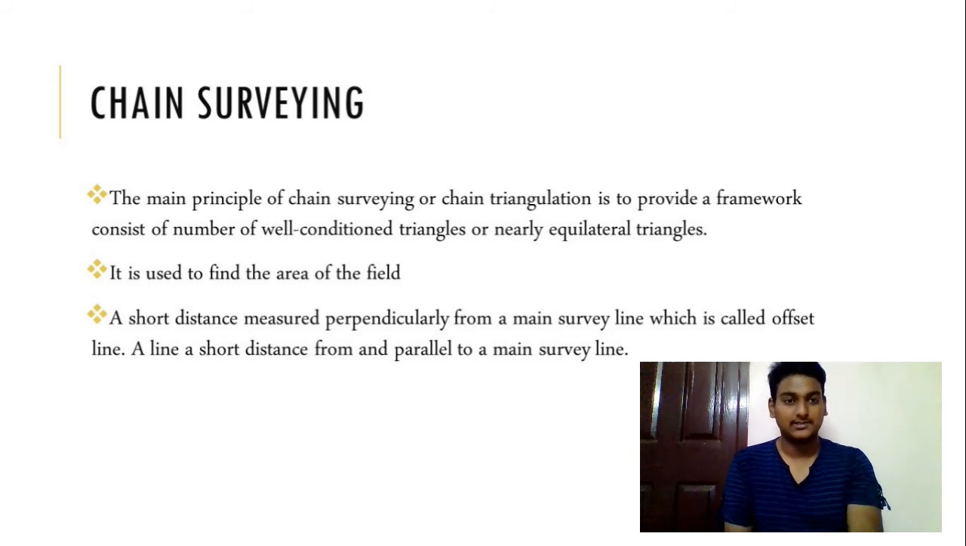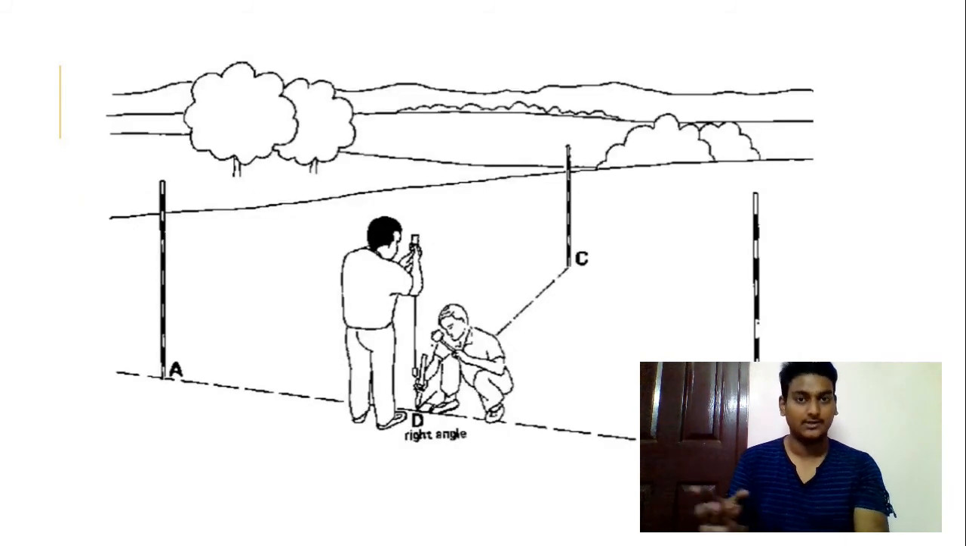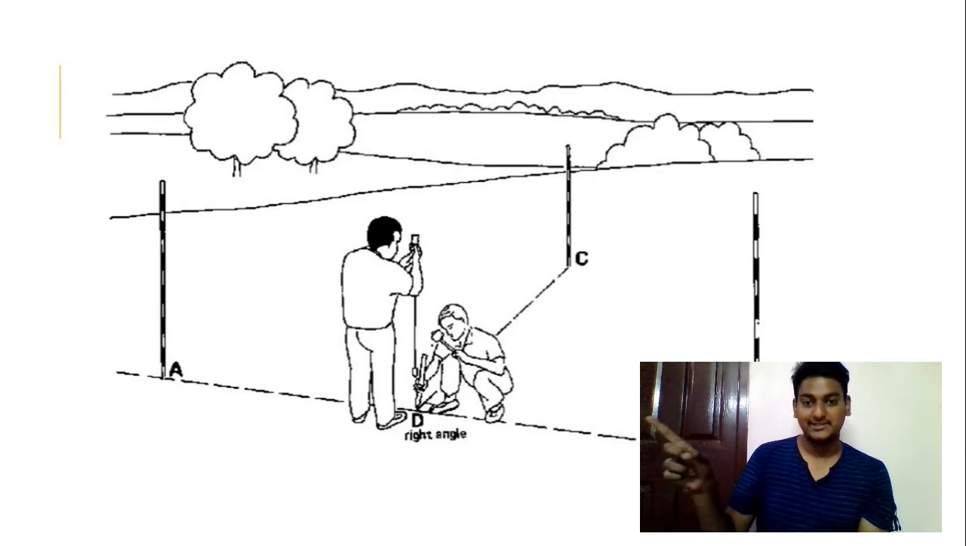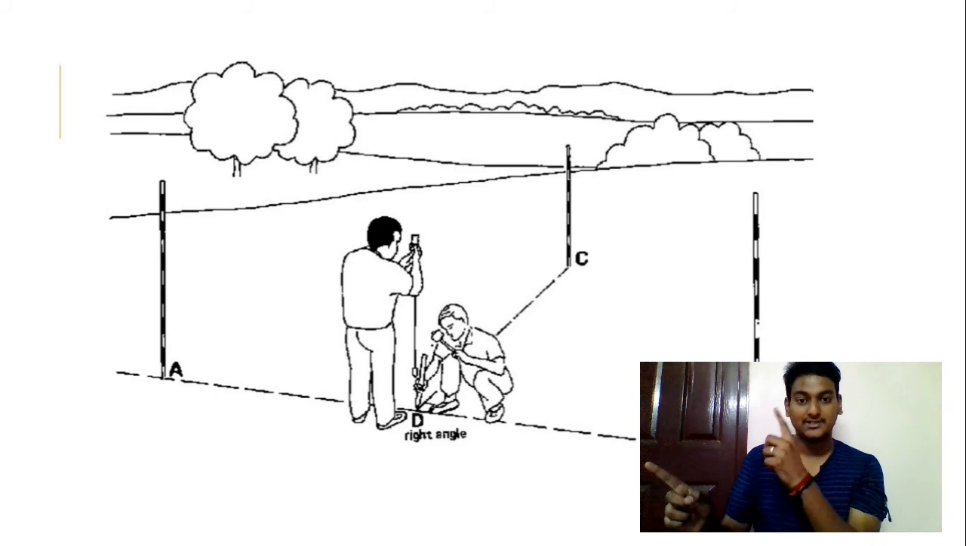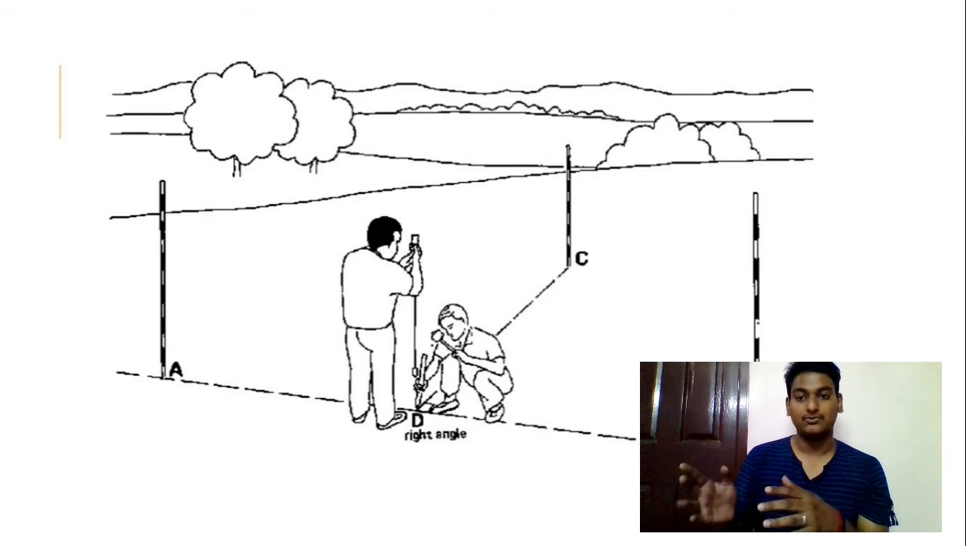I have attached an image of chain surveying, what it looks like, and this is the procedure of the offset method. So there is station A and this is station B, and the surveyor is seeing the perpendicular view of stations A and C, and this is how it looks.